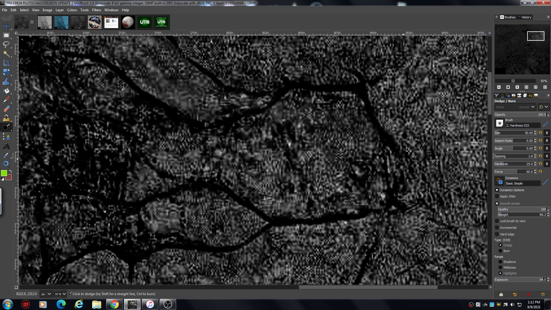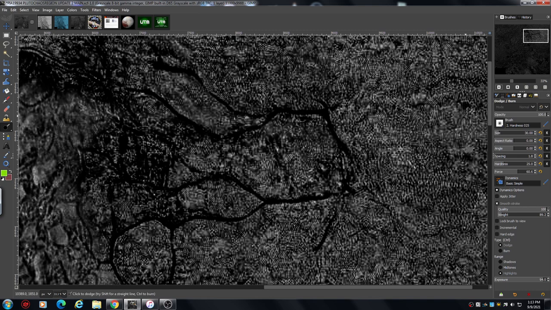Some of it you get lost in, and then some of it just screams at you. Like this whole area here. Huge connecting pipes. That's what it looks like. There's no denying it.